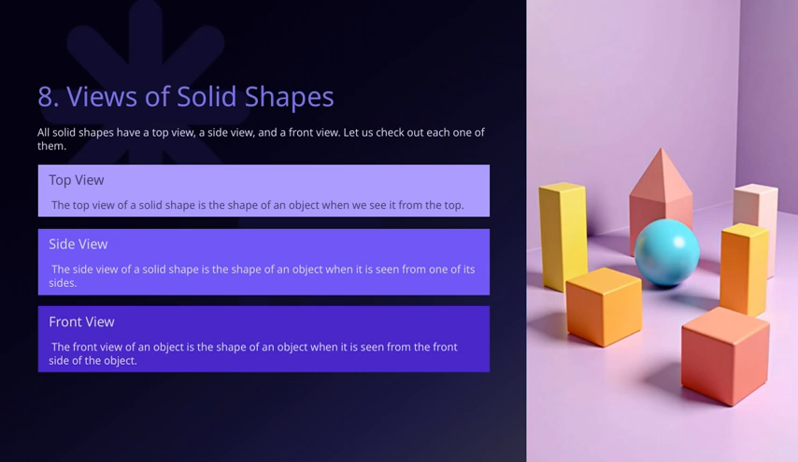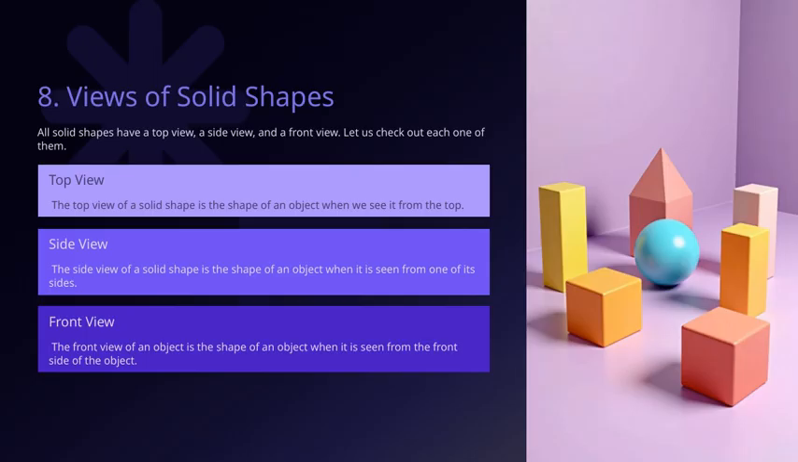Next is the side view. This view shows us what the shape looks like from one of its sides. It helps us understand the height and the side profile of the object, which might not be obvious from the top view. And finally, the front view. This is what you see when you look directly at the front of the object. It reveals the shape's front profile, giving us another important perspective to understand the overall form.